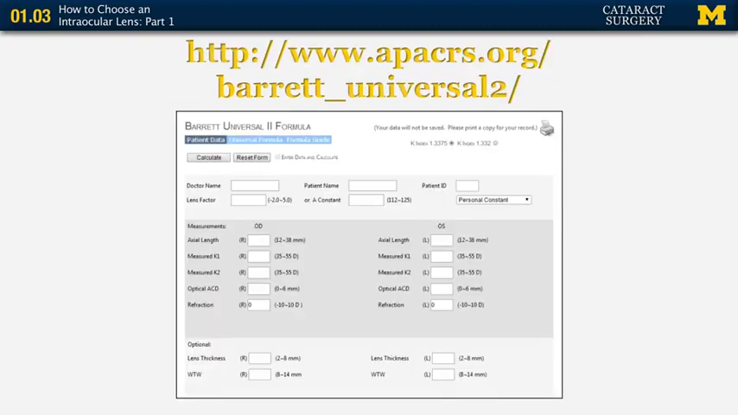Another one, and that was out of England. This one is out of Australia. This is by Dr. Graham Barrett. It's the Universal 2 formula. It's about the same as the T2 if all you have is axial length and Ks, but it's better if you have lens thickness and white to white.